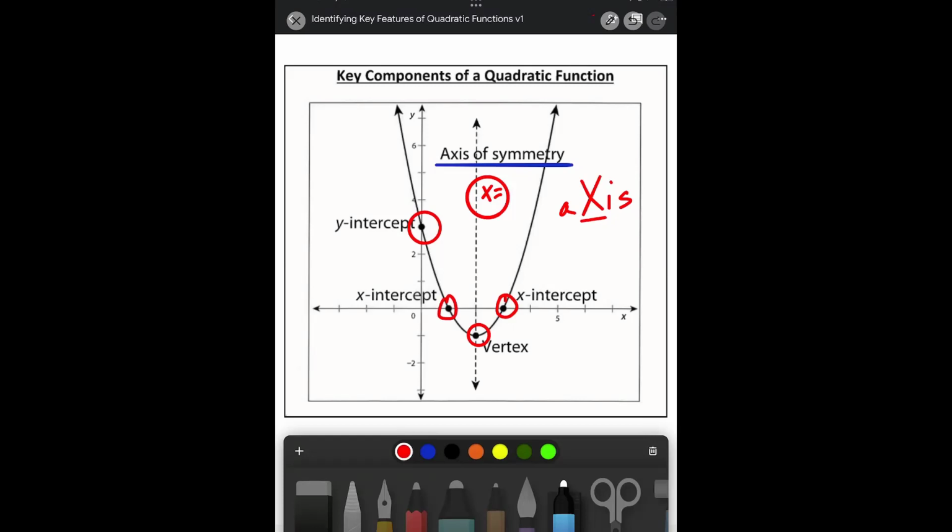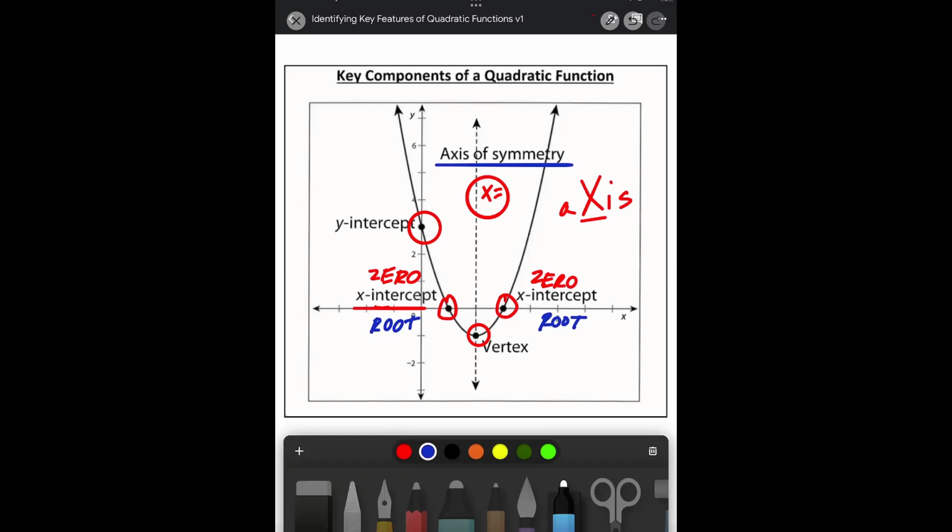I'm going to give you a couple other names. Sometimes they will call the x-intercept a zero. We've heard that before. So in this case, this quadratic has two zeros. Sometimes you will also hear it called a root. So they use these words interchangeably. Sometimes they say zero, sometimes they say x-intercept, sometimes they call it root, but you should know that these are all the same thing, and all it means is this is where the quadratic crosses the x-axis.